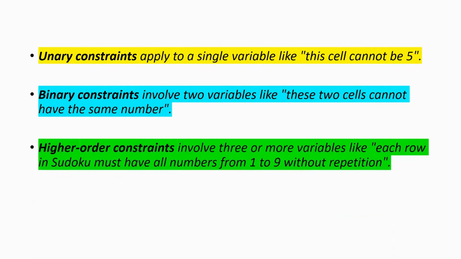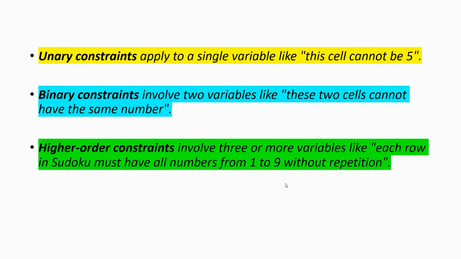And higher order constraints involve three or more variables, like each row in Sudoku must have all numbers from 1 to 9 without repetition. These constraints involve three or more variables, and they specify relationships or conditions that must hold true for a group of variables simultaneously, while they often cannot be decomposed into a set of binary constraints. Sometimes higher order constraints simplify the problem representation, and we can say that.